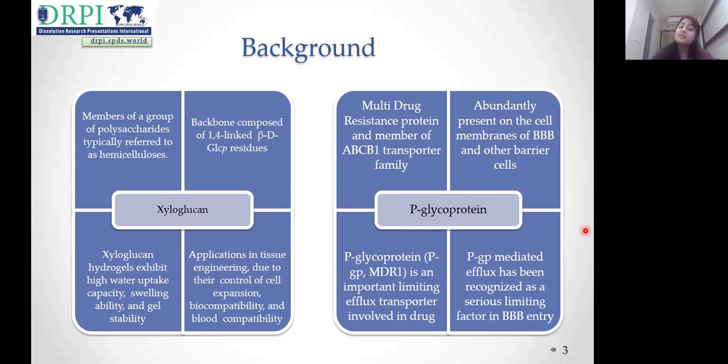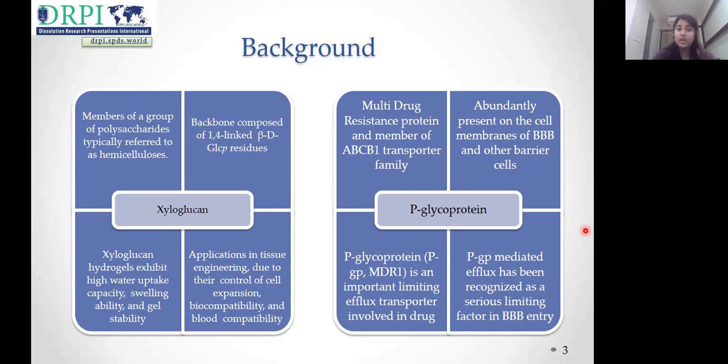Next is P-glycoprotein. P-glycoprotein is a multi-drug resistance protein and also a member of the ABC transporter family. It is abundantly present in the BBB membrane and other barrier cells as well. P-glycoprotein, being an efflux transporter, creates a very limiting effect, and it is a major problem for any drug to pass because it gets effluxed by the P-glycoprotein.